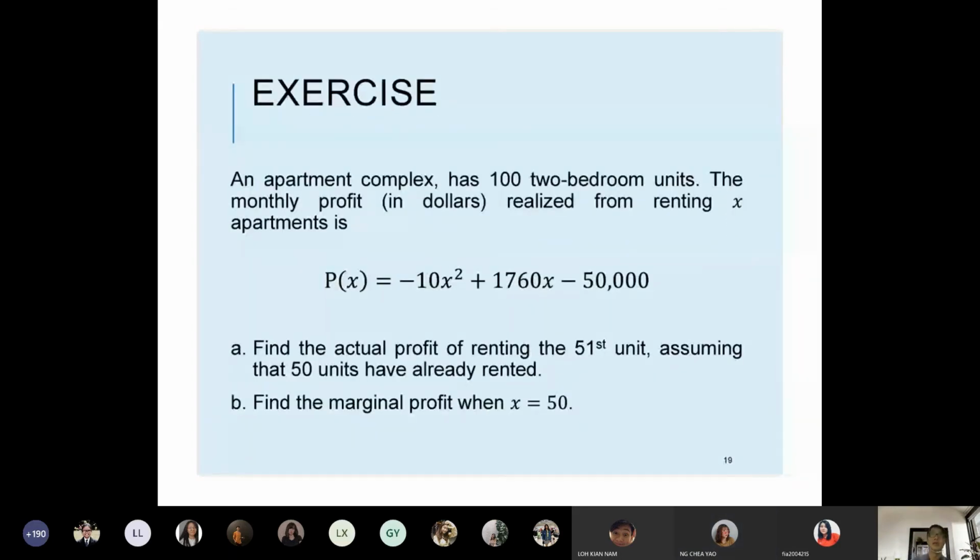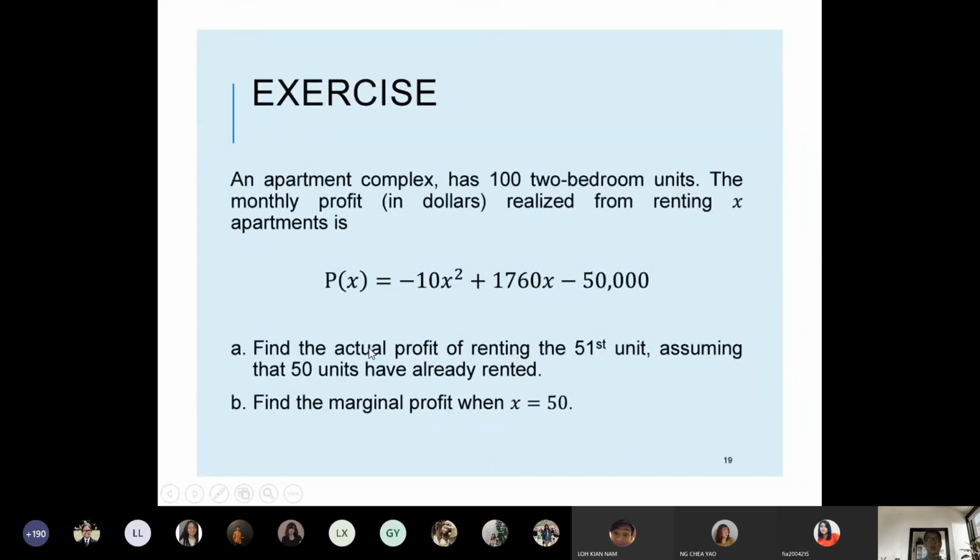Now, these questions, I want you to try first. We have A and B, two questions here. After you have tried these questions, then we will discuss. An apartment complex has 102 bedroom units. The monthly profit realized from renting x apartments is this. So this is the profit function.